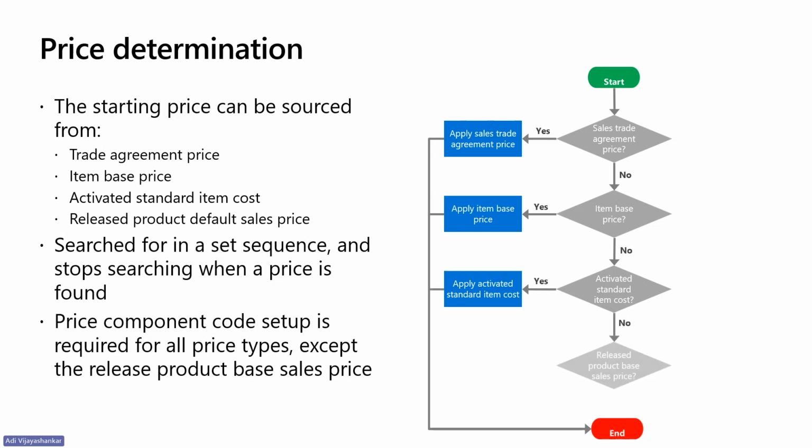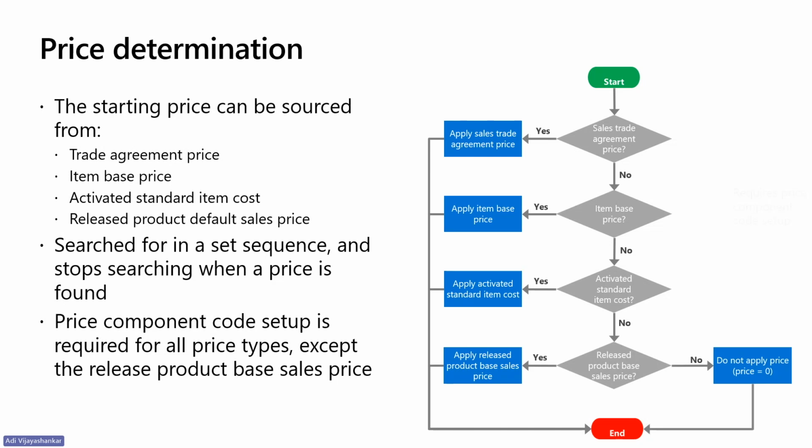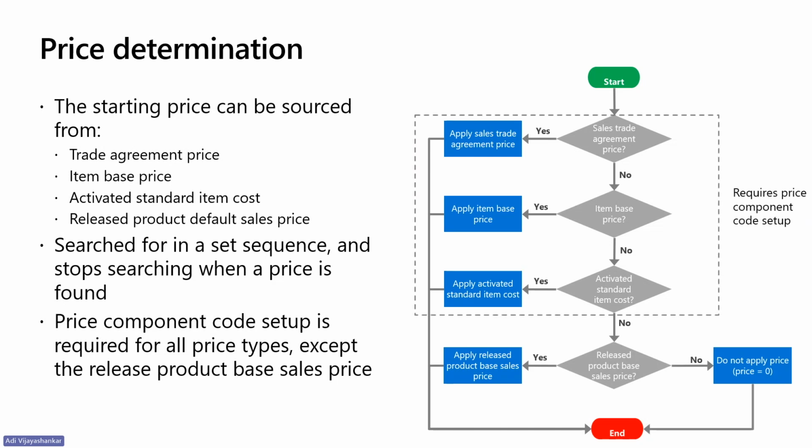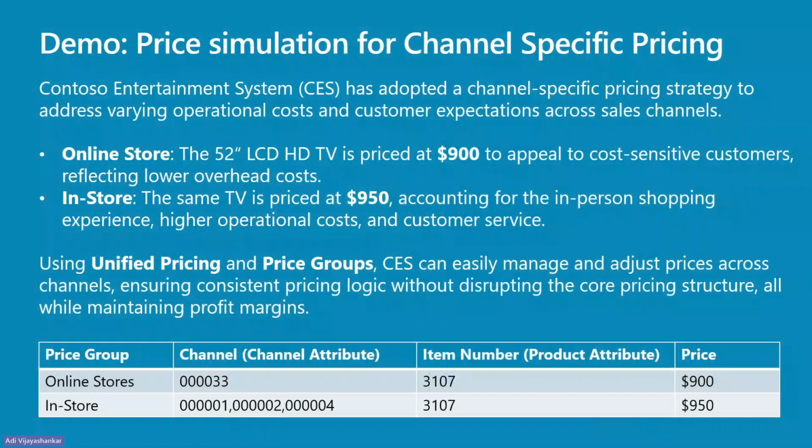The price is searched for in a set sequence starting from the sales trade agreement price. When a price is found, the search stops and that value is applied. If no price is found, the price is 0. The released product base sales price is the only price that does not require price component code setup to be applied. In this demo, we'll explore how Contoso Entertainment System, CES, has applied a channel-specific pricing strategy using unified pricing and price groups.